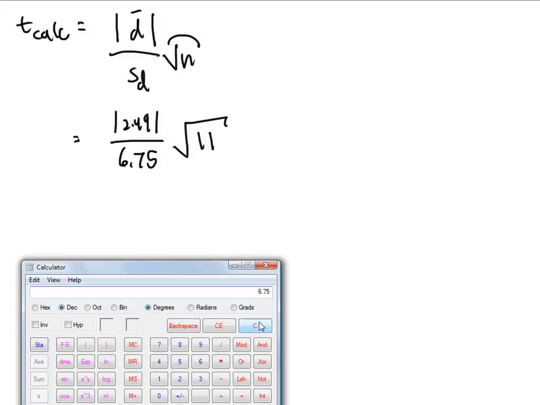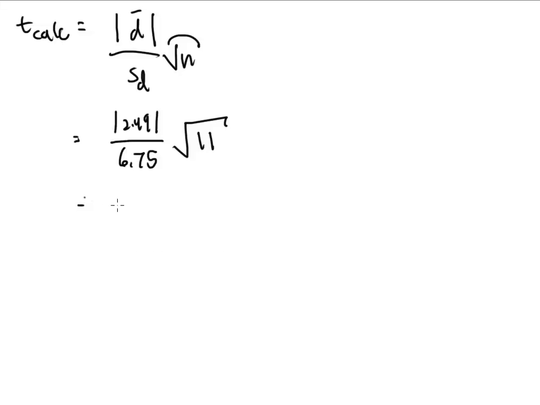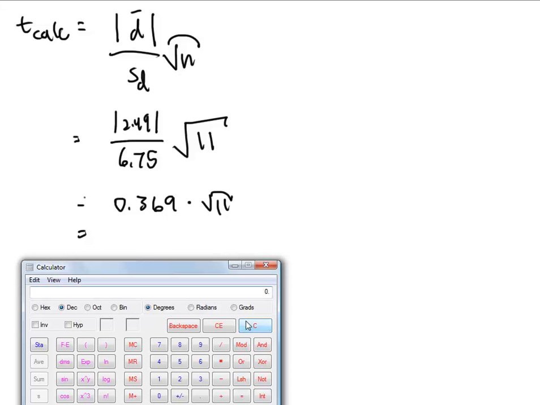So 2.49 divided by 6.75 gives me 0.36. Let's round that off to a 9, right? So 0.369 multiplied by the square root of 11. Well, this is a computer calculator, so I don't really have a square root button on it. So I'm going to have to do this an old-fashioned way, or a little trick. I have to do 11 to the half. That's the same thing as taking the square root. When I do that, that's 3.3166.